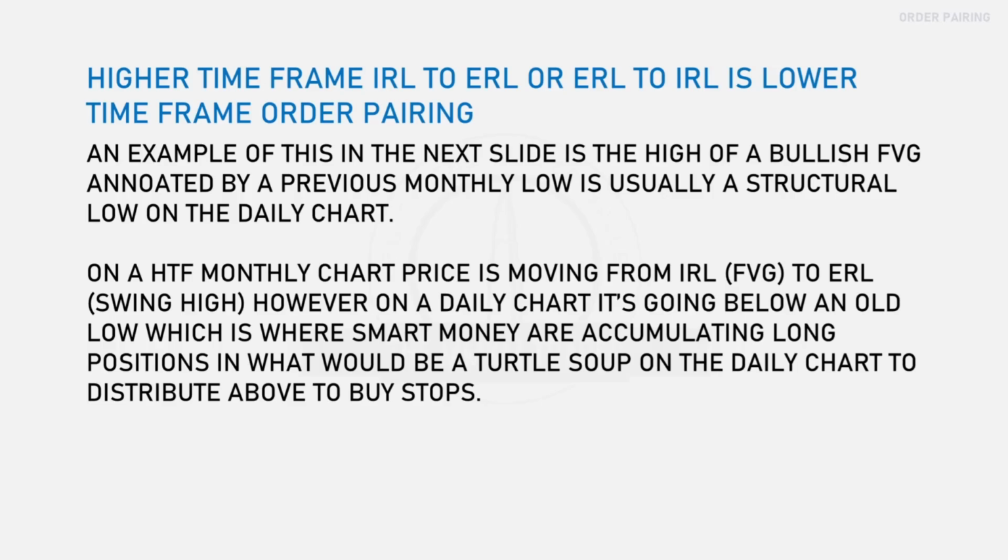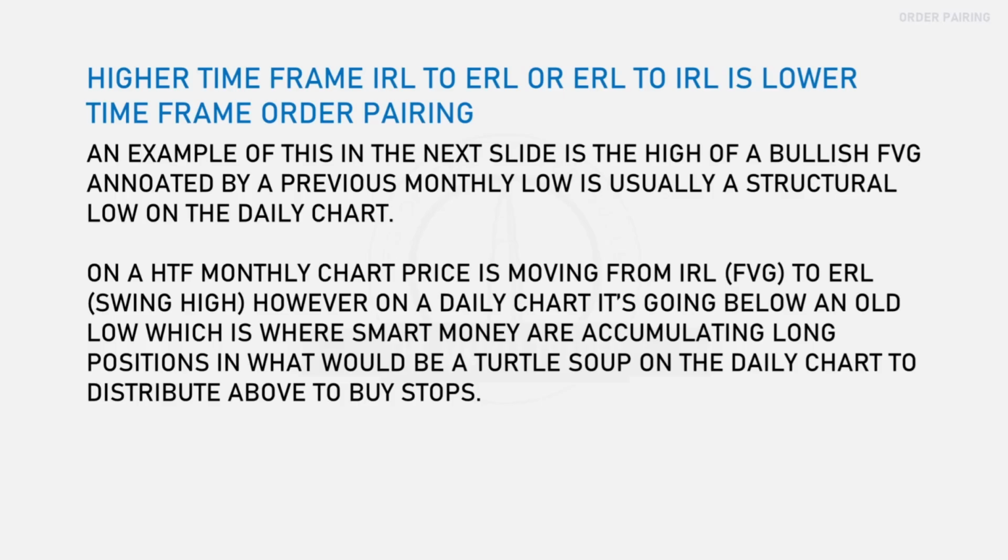Higher time frame internal range to external range, or external range to internal range, is lower time frame order pairing. So an example of this is in the next slide: the high of a bullish fair value gap, annotated by a previous monthly low, is usually a structural low on the daily chart.